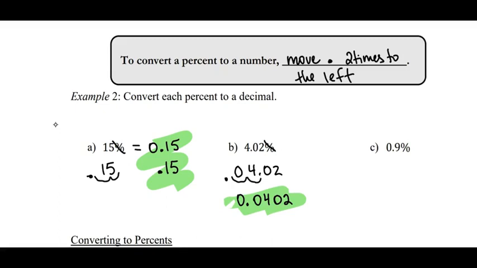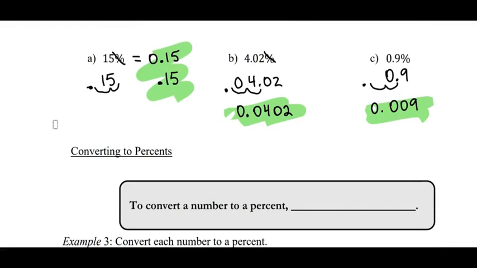Okay, last one, we have 0.9. So I am looking at 0.9%. Walk my decimal point to the new place. So I have 0.009. All right. So that's how you convert percent to a decimal.